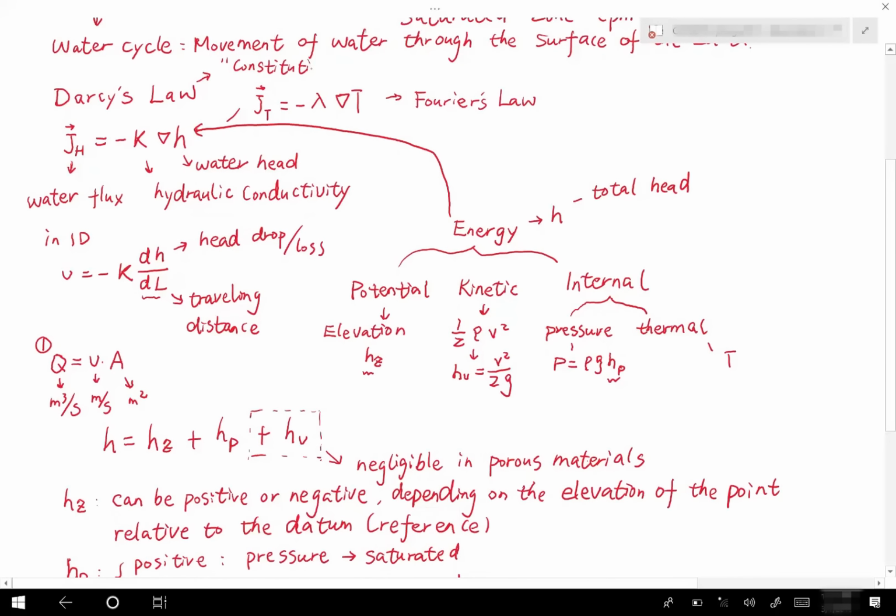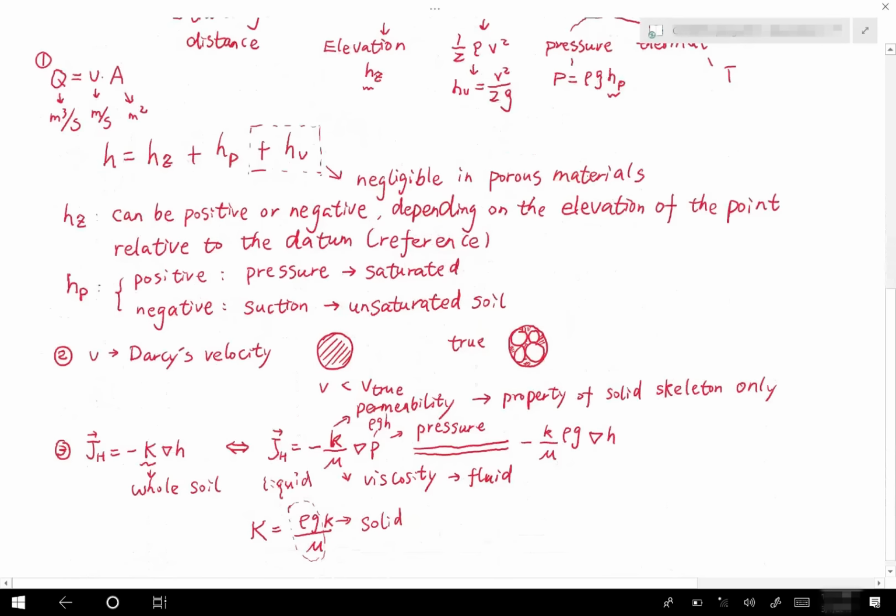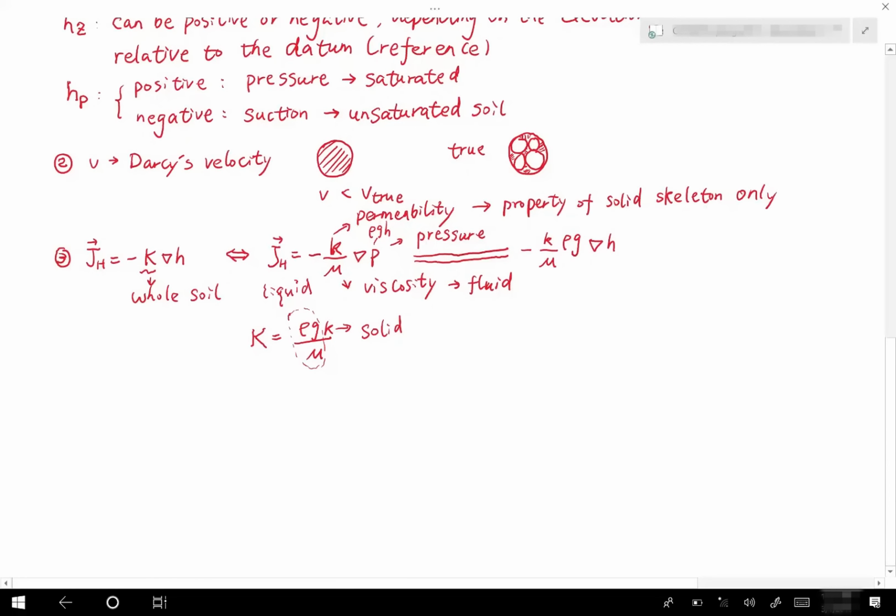Constitutive relationship. And with this constitutive relationship, because we know that if we want to predict or analyze a field, we want to get the governing equation. So to get the governing equation, we can start from the constitutive relationship and the law of conservation.